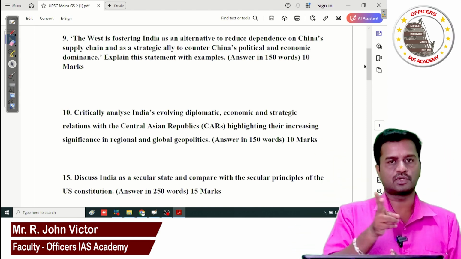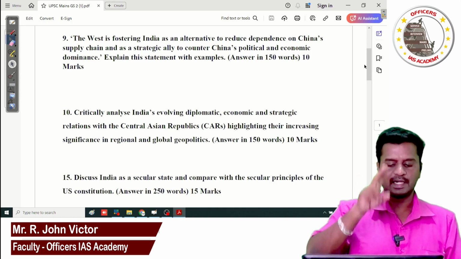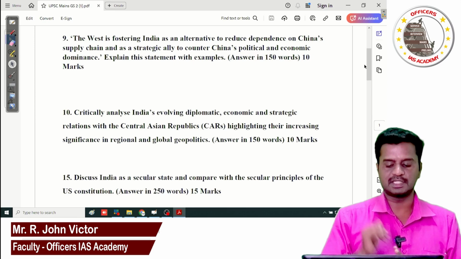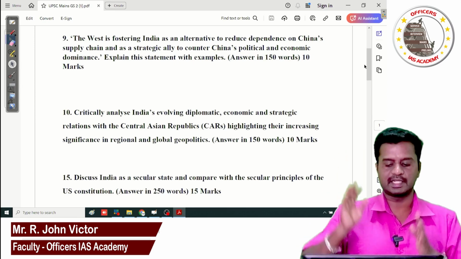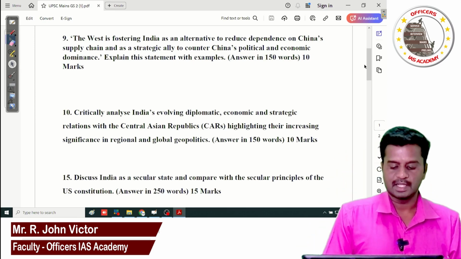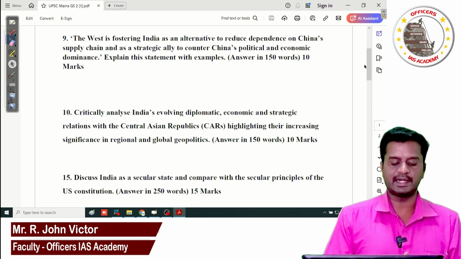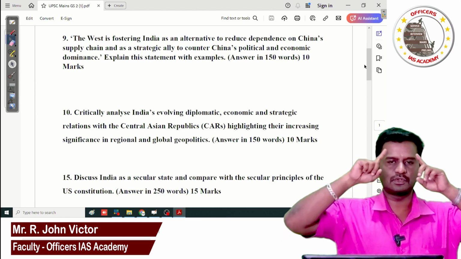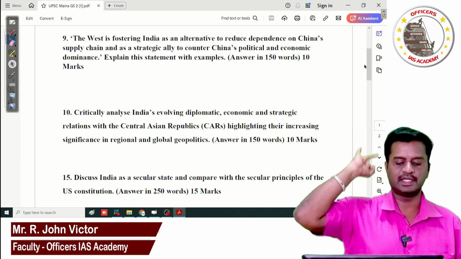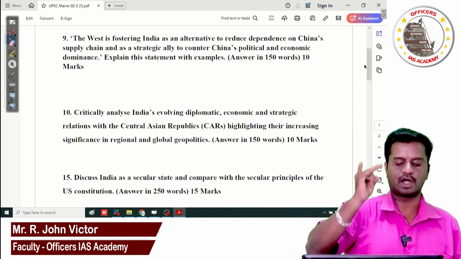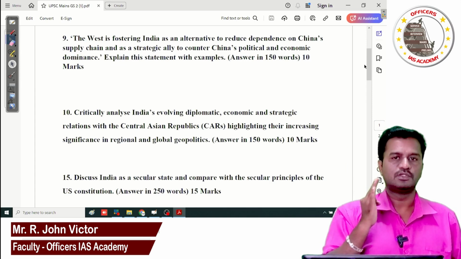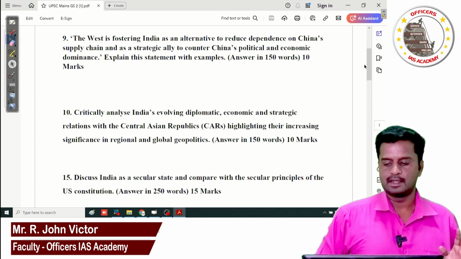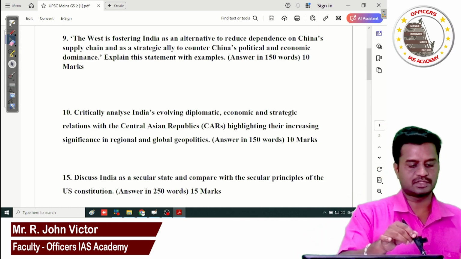Now India is also related in this question. India's relationship with CAR. Now we have to address different dimensions: diplomatic, economic, and strategic. They are given in the question itself. And by this we have to highlight the significance in regional and global geopolitics. So I have to build a framework: India, Central Asia relation. I have to discuss across different dimensions to showcase the significance in regional and global politics. Okay. Right. Now let me structure the answer.